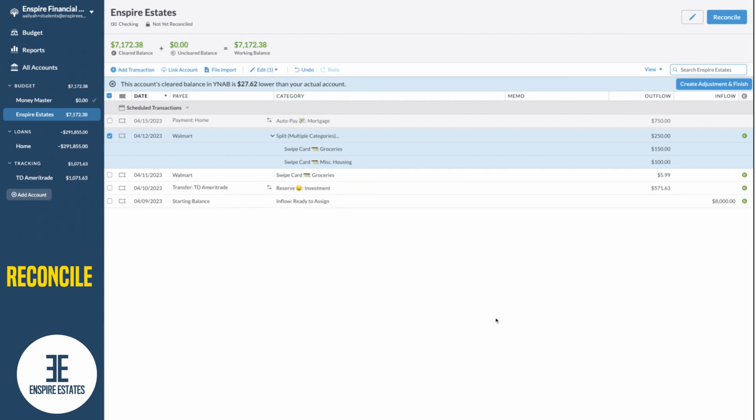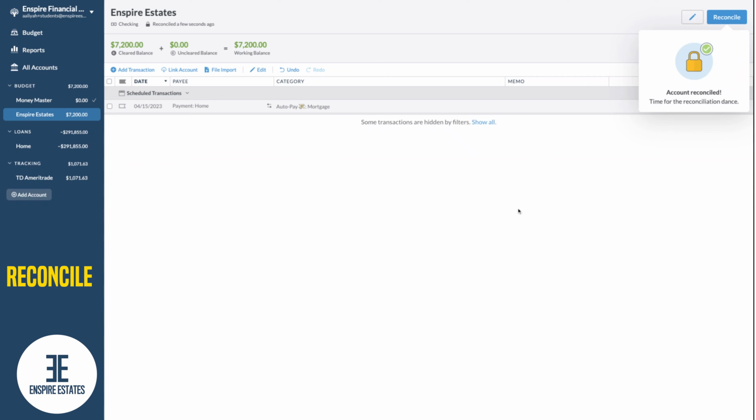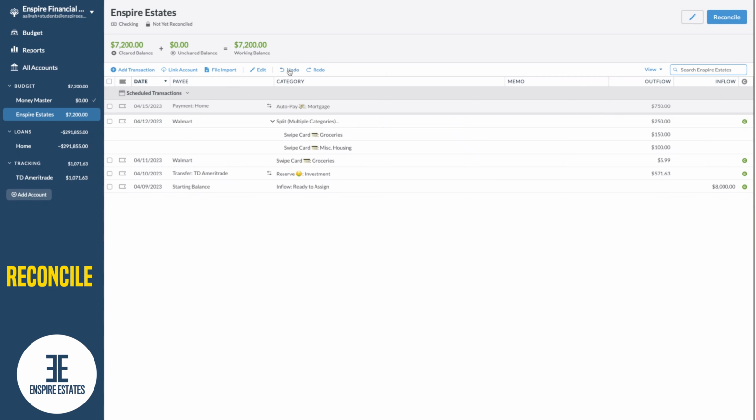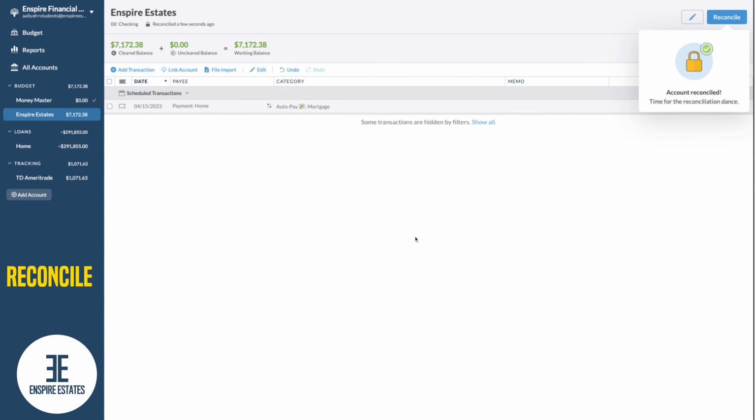If something was wrong, you have the opportunity to correct yourself before YNAB makes any changes. If you still find your account balance is higher, or in this case lower, than your actual account, you can select create adjustment and finish. Okay, so let's quickly undo, reconcile again, click reconcile. This time we're going to say yes and done.